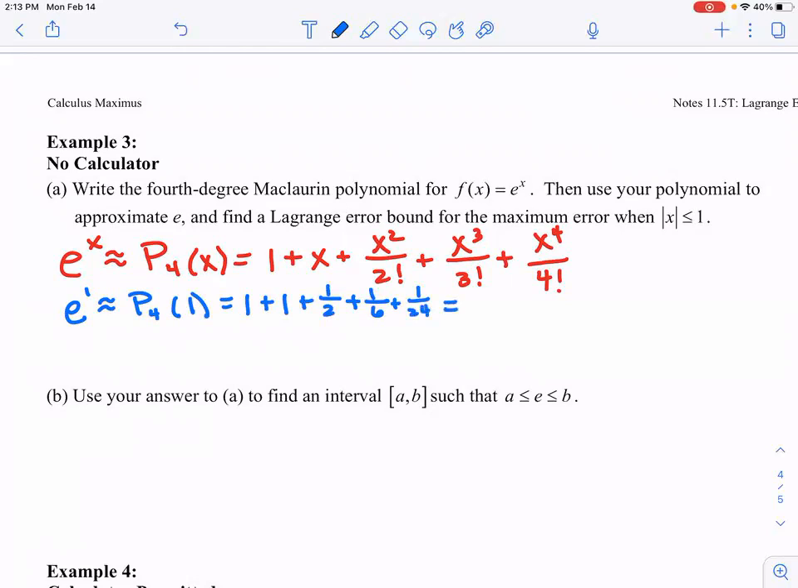Ooh, this is a no calculator. 17 plus 24 is 41, 65. 65 24ths. Are you okay with that answer, 65 24ths? Yeah, 24. Answer on one of our quizzes.